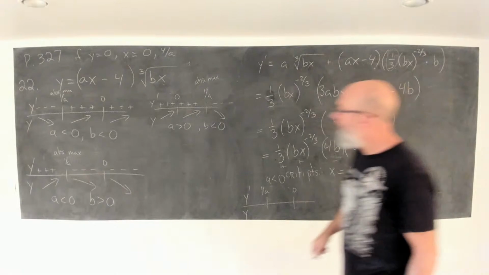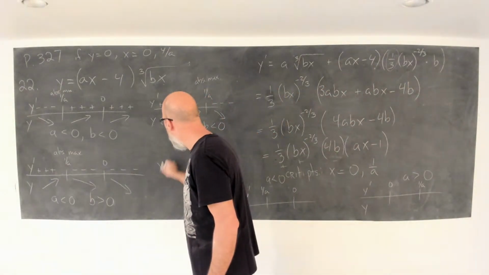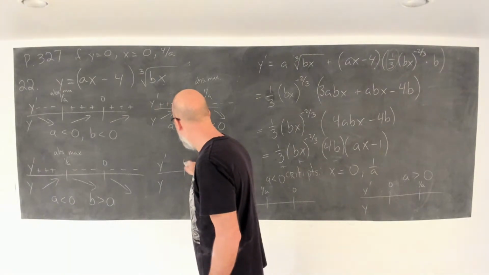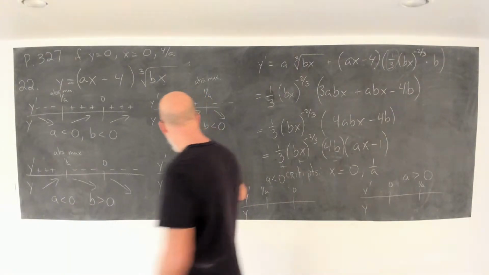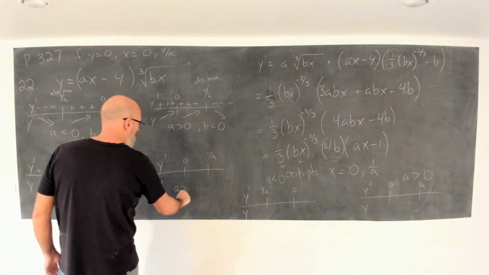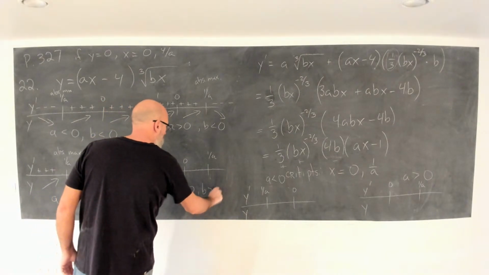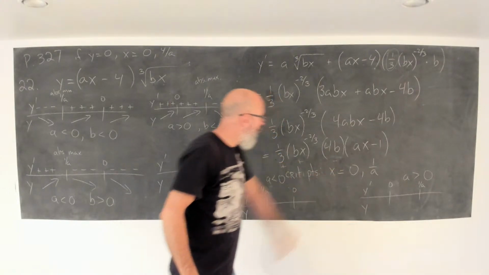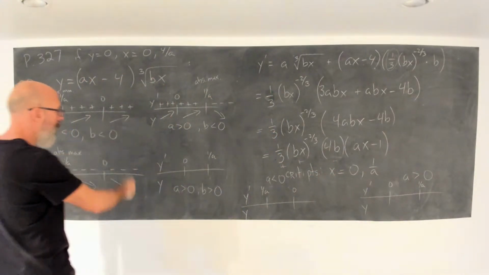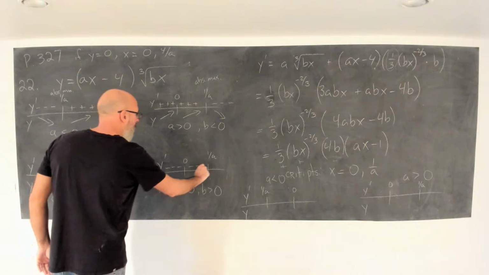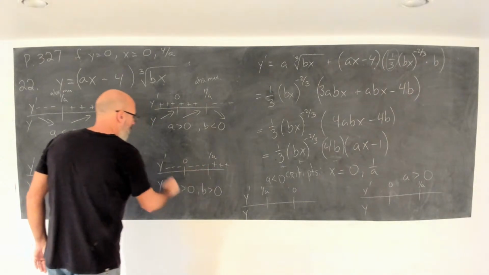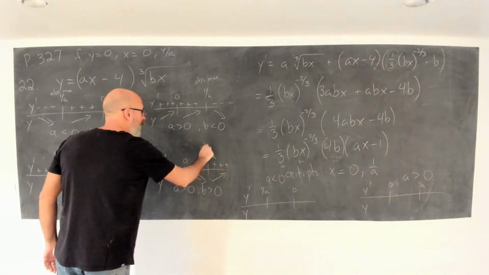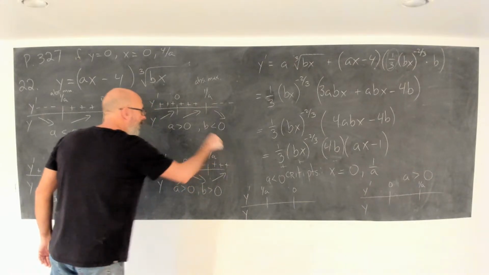And finally, if you do the opposite, where A is bigger than 0 and B is bigger than 0, then of course this changes from negative to positive and all the signs change. So here you have an absolute minimum.